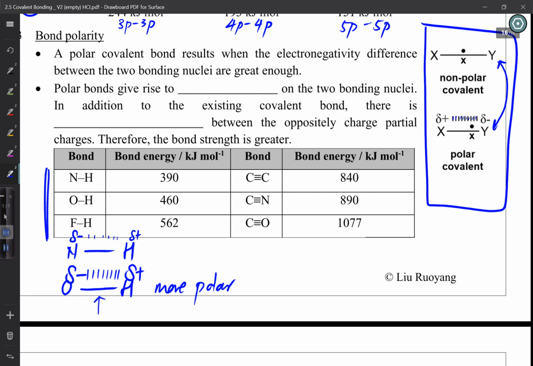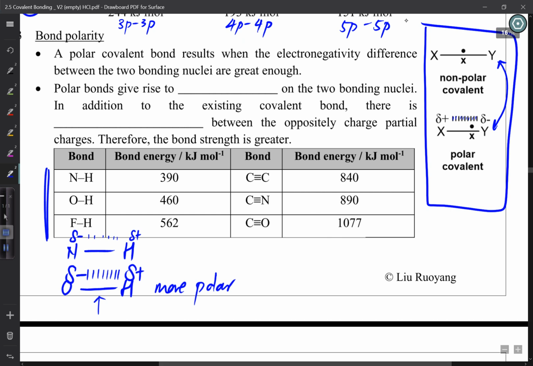So how do we explain this? We say that polar bonds give rise to partial charges on the two bonding nuclei. In addition to the existing covalent bond, there is an electrostatic force of attraction between the oppositely charged partial charges. Therefore, the bond strength is greater.